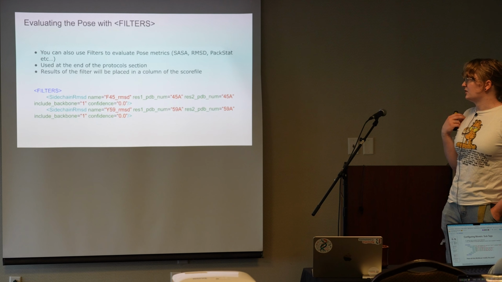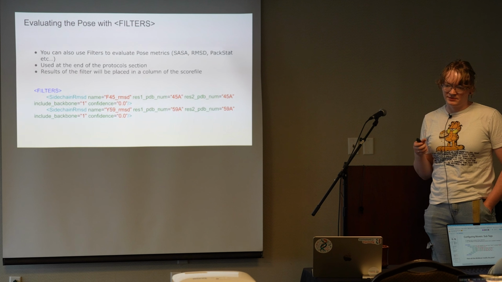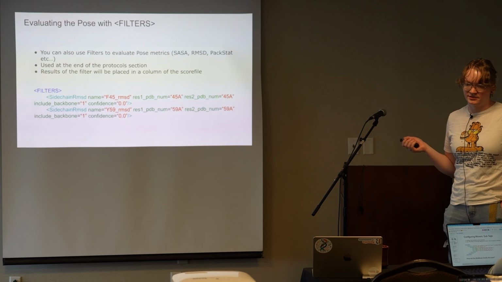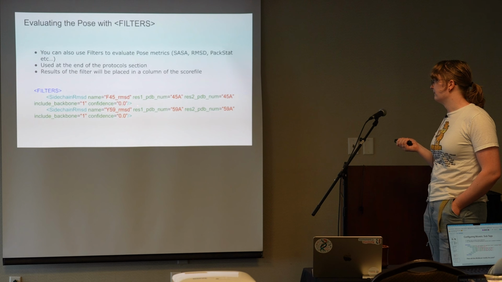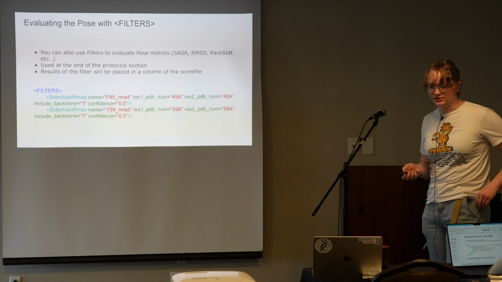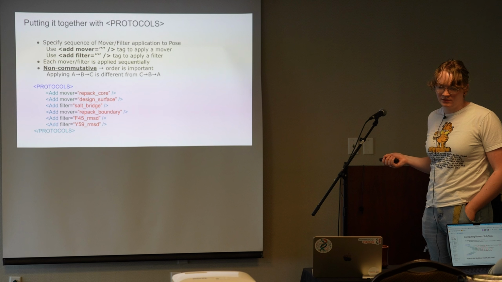You can also use filters to evaluate pose metrics, for example, SASA, RMSD, et cetera. Filters are always put at the end of the protocol section. And then the results of the filter will be placed in a column of the score file, so you can see if the filter was applied or not. For example, you can do sidechain RMSD to check how close it is to what you're trying to evaluate it on.